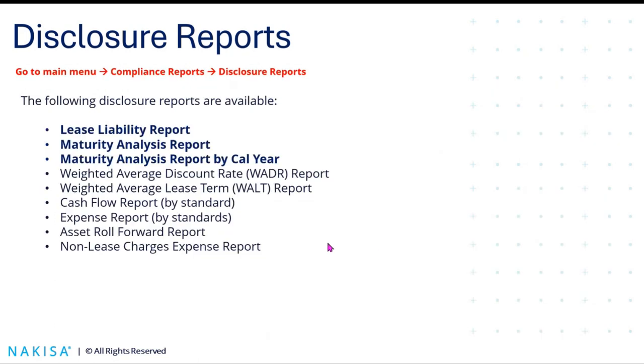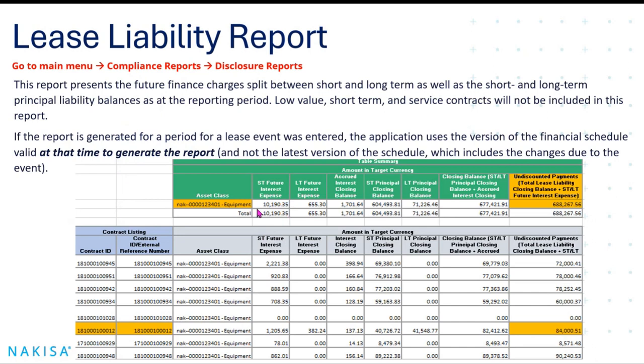The lease liability report gives us the information for the future finance charges split between the short and the long term, as well as the long term and short term principal liability for the period selected. It does not work for the low value, short term and the service contracts, nor does the maturity report. So I can show you an example here, and I can show you in Excel as well.